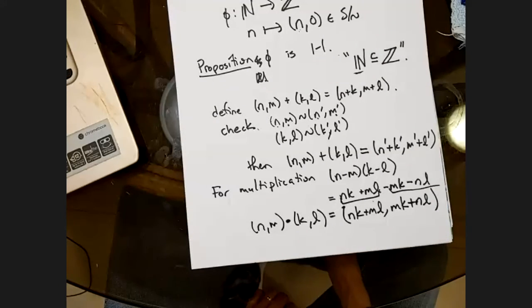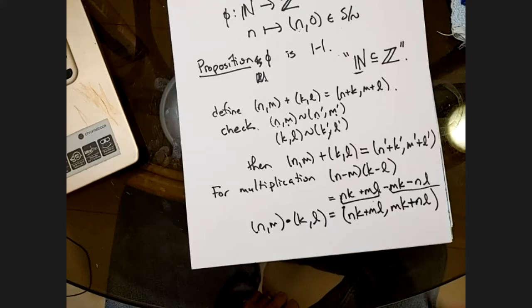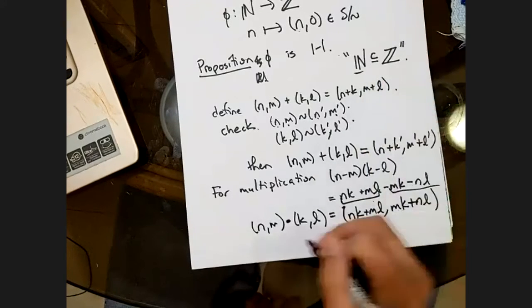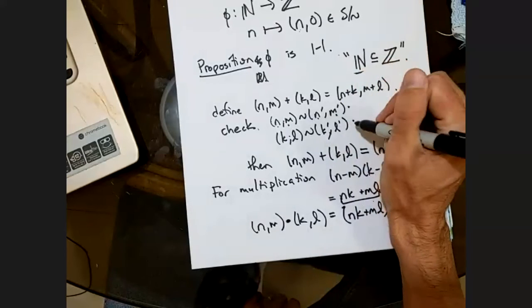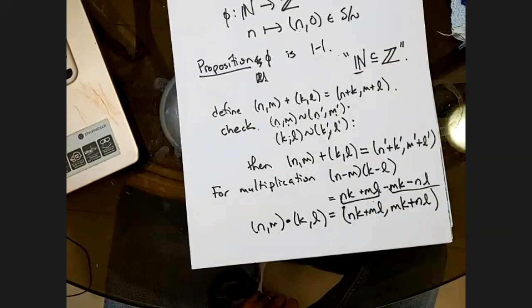Then you have to check that that's well defined. You assume these two properties, and then you have to check that when you multiply this times this, you get the same integer as this times this. Okay.